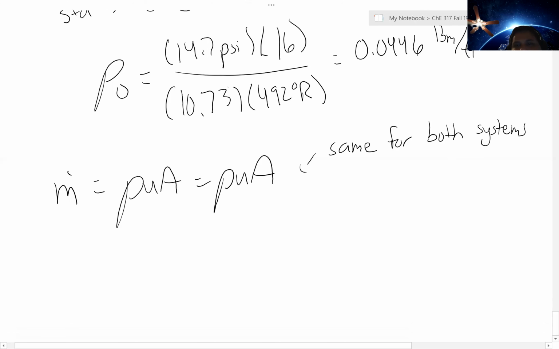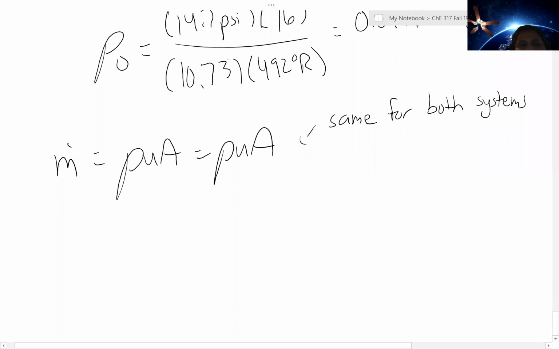Right? And so basically, since I know my mass flow rate is density times, or excuse me, I'm getting a little confused here. It's density times my volumetric flow rate, right? Because U times A is volumetric flow rate. So this basically means rho naught times V naught equals rho 1 times V1.